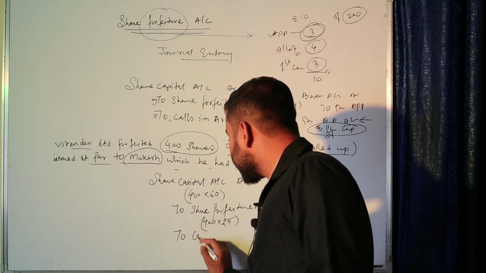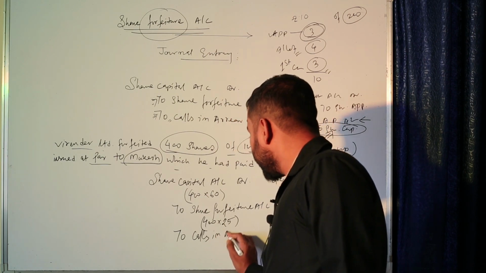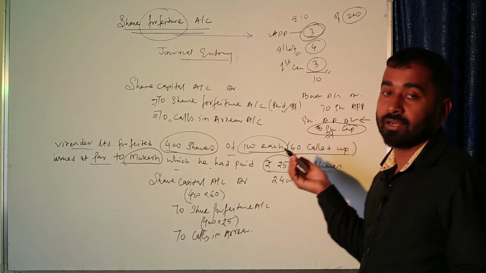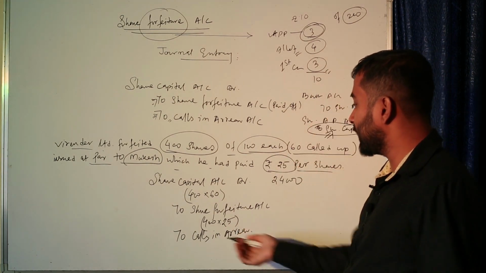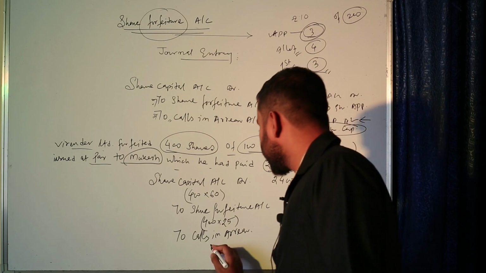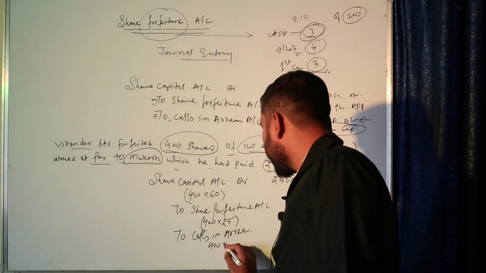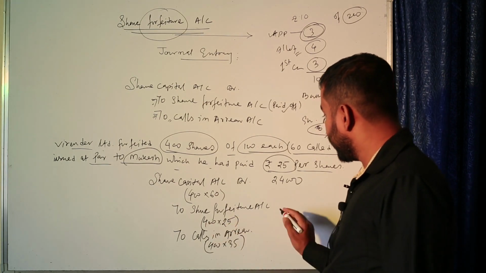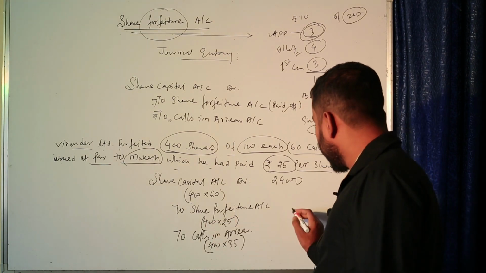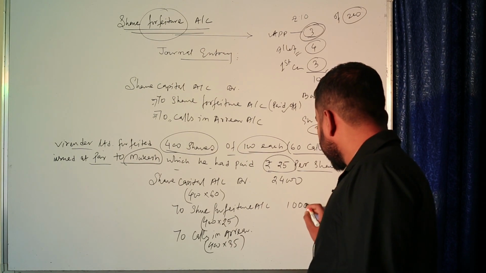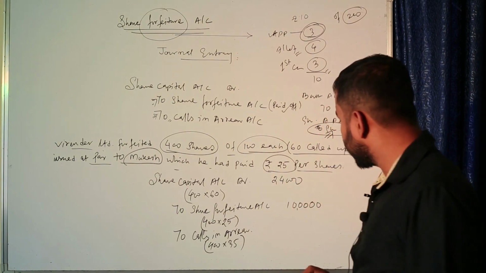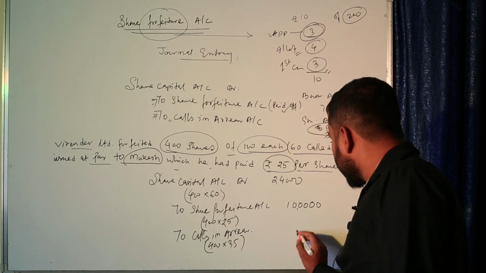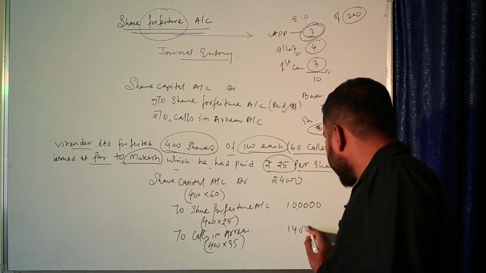Calls in arrear. Calls in arrear could be any, first call, final call, any. It is not mentioned here, so I am directly writing calls in arrear. So how much should calls in arrear be? 400 into 35 rupees. 400 into 25, how much should it be? 100, that means 10,000 rupees, and here 14,000 should remain.